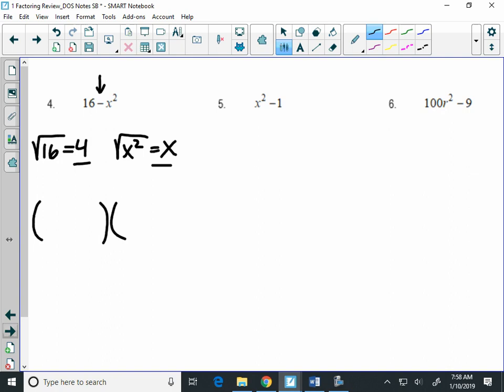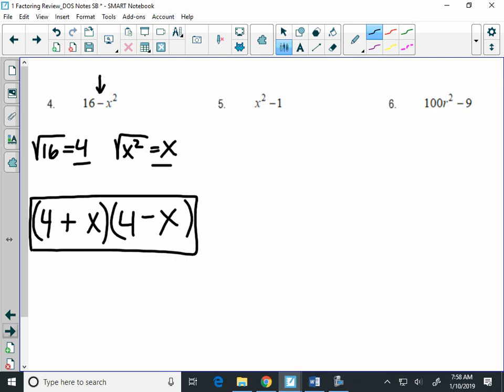All right, remember, a 4 goes in both sets of parentheses, and x goes in both. They have to go in the order as they started. 4 on the left, x on the right. One gets a plus, one gets a minus, which I wrote wrong. Minus, and that's it. That's your factored form. Again, you can check your work here. Distribute. 4 times 4 is 16. 4 times negative x is minus 4x. Here's plus 4x.